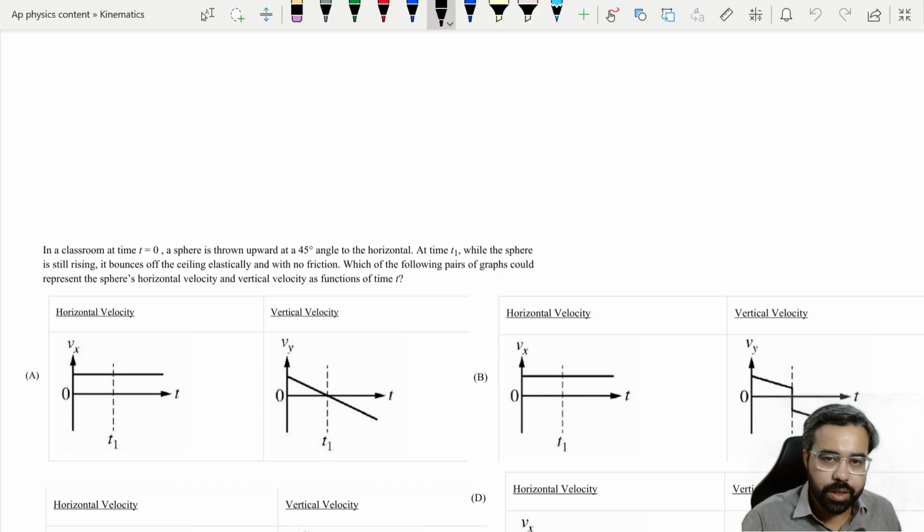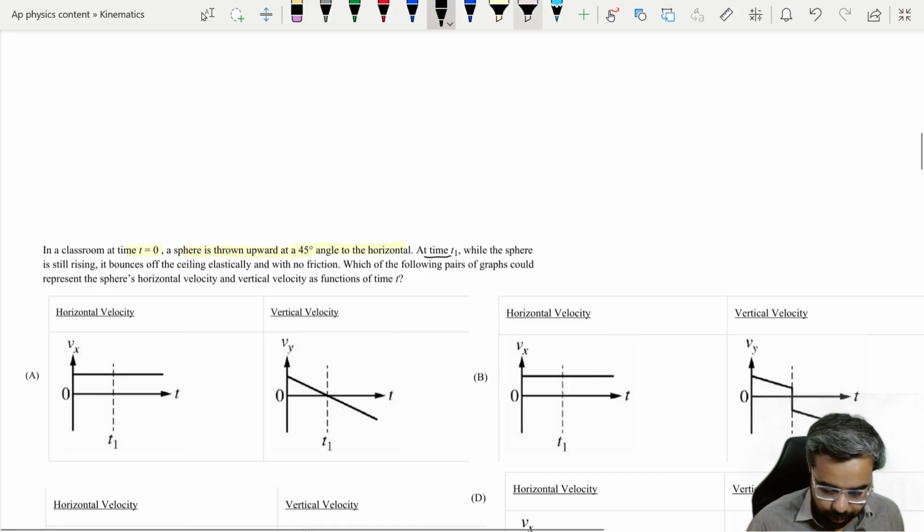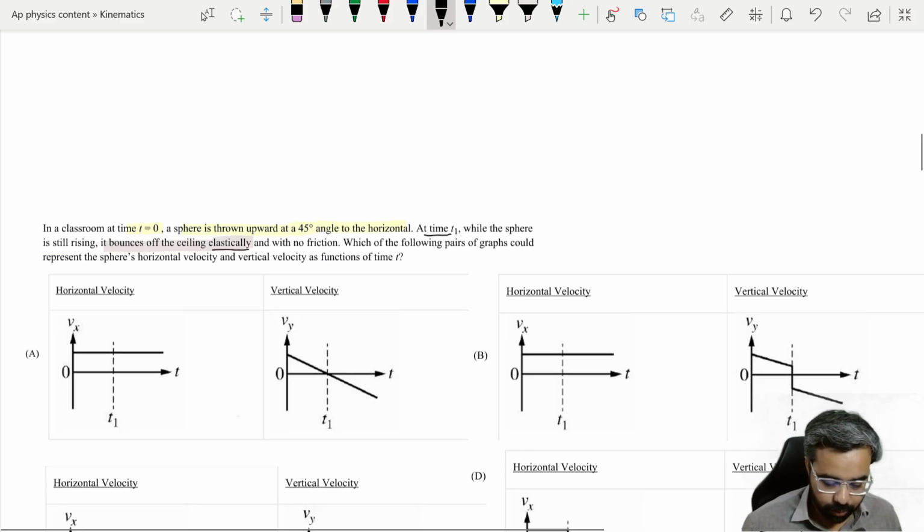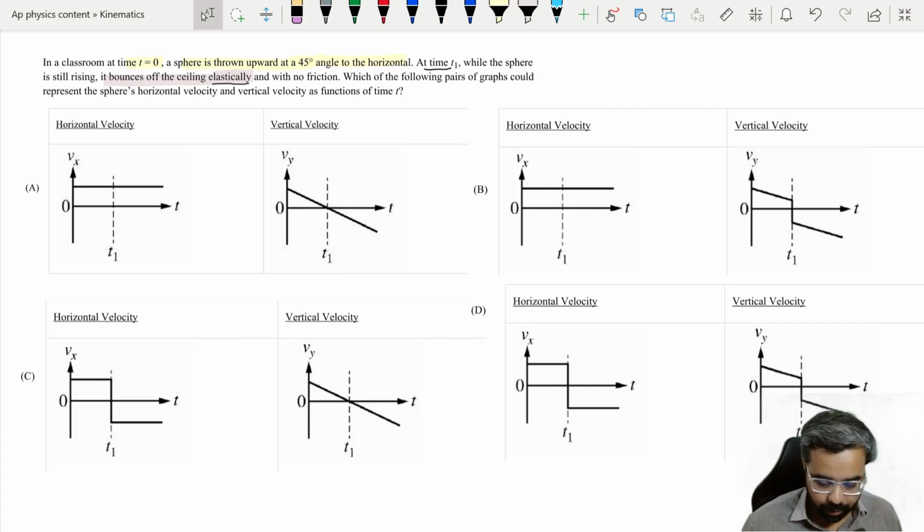Let's find out which horizontal velocity and vertical velocity graph fits the scenario given in the question. The question says that at time t equal to 0 in a classroom, a sphere is thrown at an angle of 45 degrees to the horizontal, and at time t1, the important point is that it bounces off elastically, which means it will bounce with the same speed with no friction. Which of these is the correct horizontal and vertical velocity graph with respect to time?